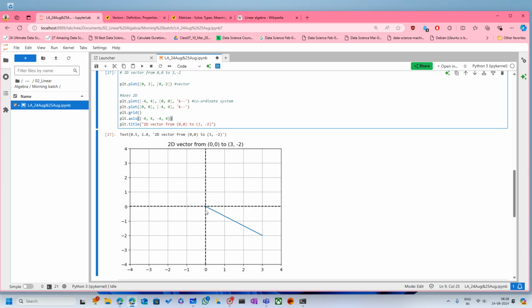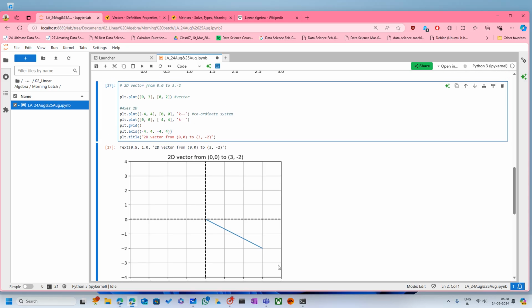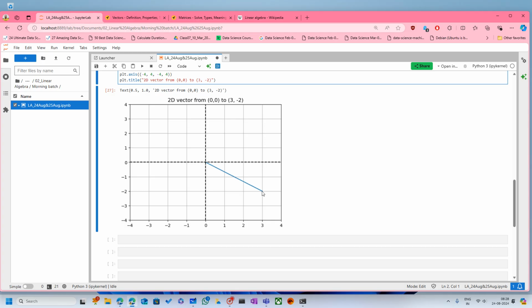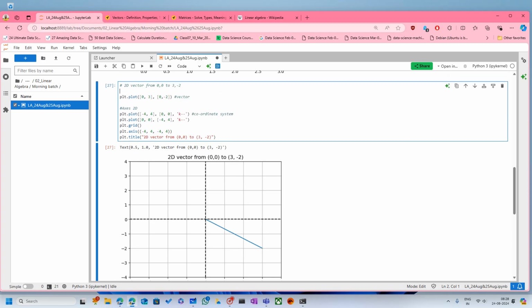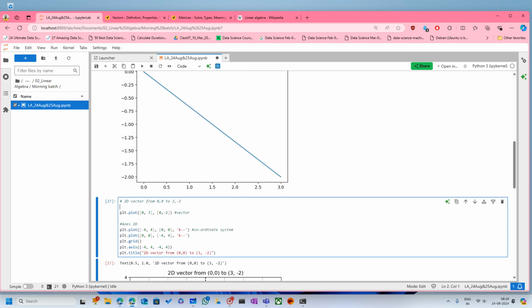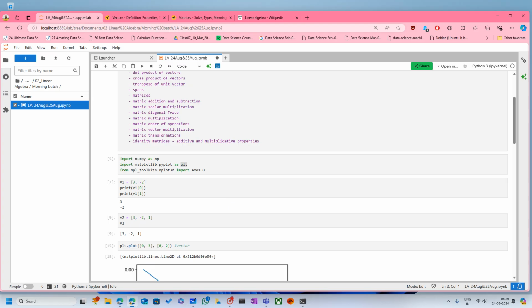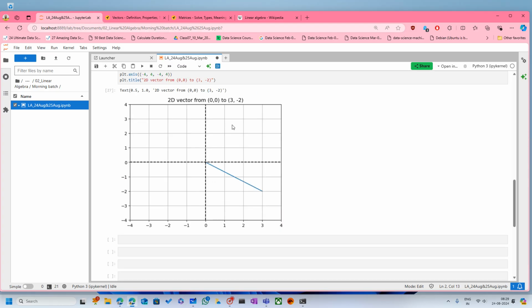Now you know this is one single vector going from 0 comma 0 to 3 comma minus 2. Is this clear? This is what a vector is. This line, the blue line, is a vector. Did you understand what a vector is, and did you understand how to plot a vector?